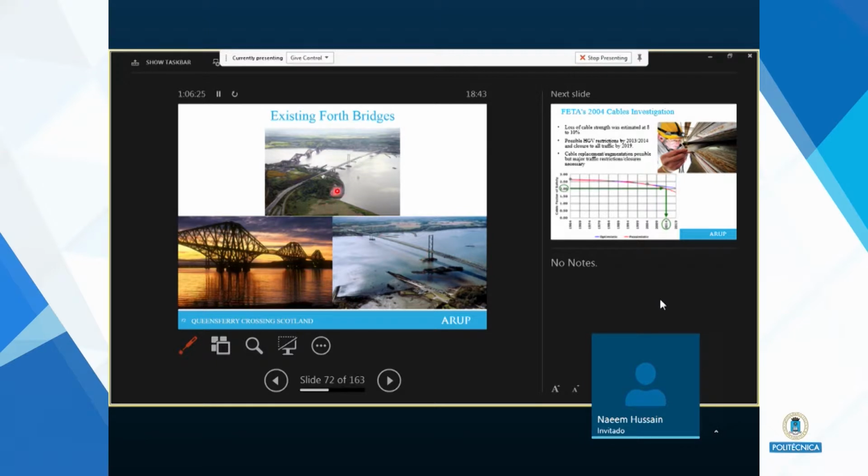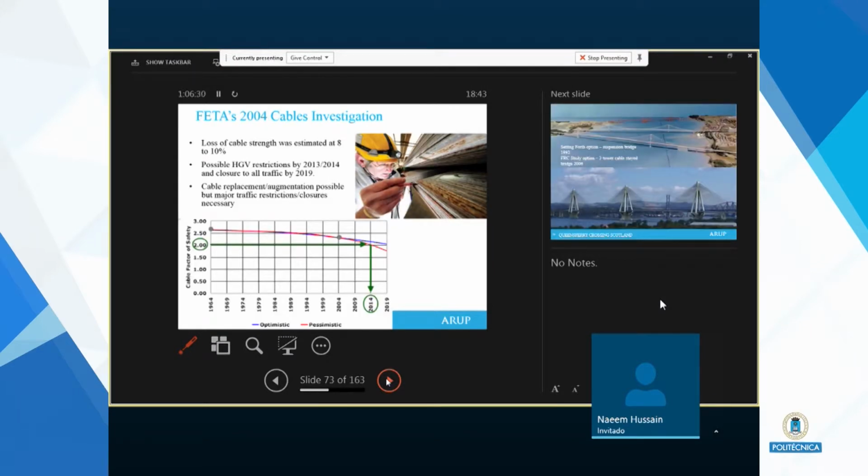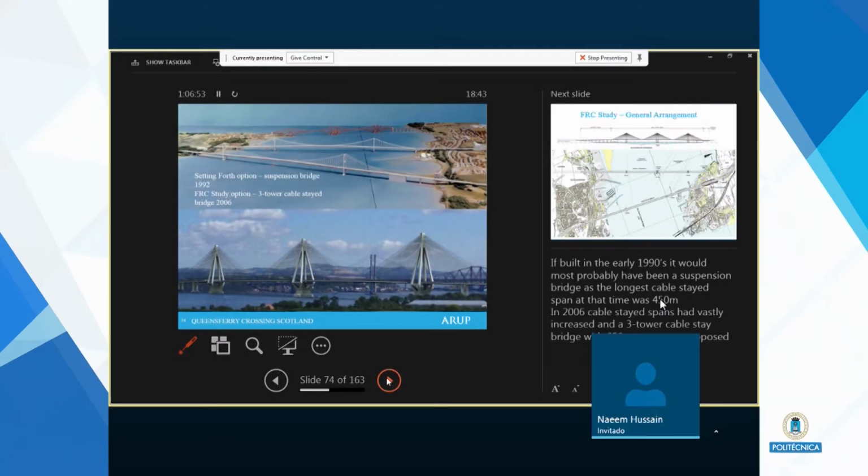And the question was, why did we have a new bridge? And the reason for the new bridge is that the existing suspension bridge, we found that the wires were breaking. And at the rate at which the wires were breaking, by 2019, all traffic would have been stopped. So for the last 10-15 years, the Scottish government has been wanting to build a new bridge.